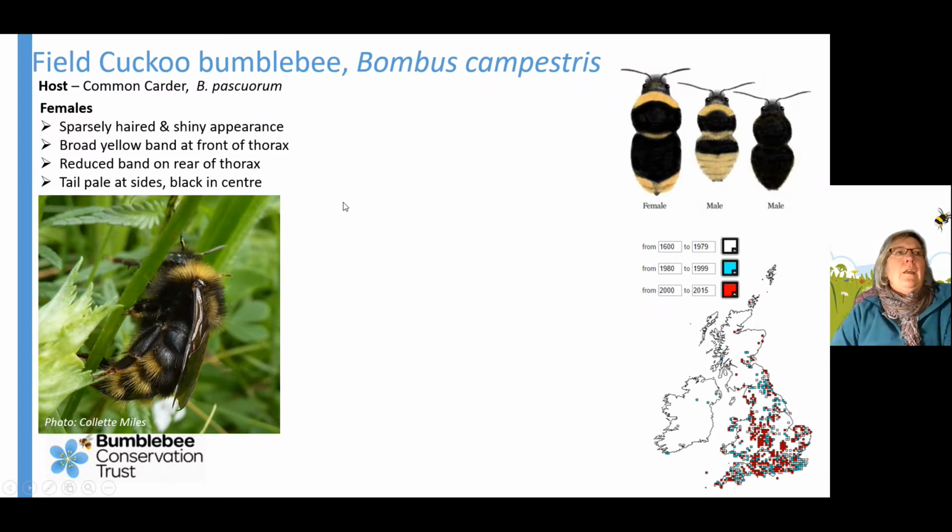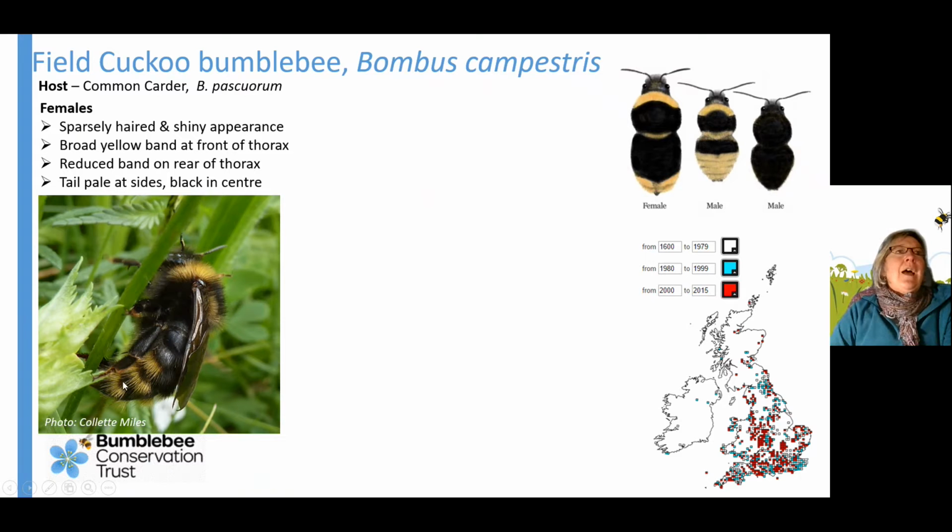Okay, so there is a picture of a female Bombus campestris. It is an incredibly distinctive species. It's hard to mix it up with anything else, really. Again, the hairs are very sparse, so it can appear very, very shiny. The females have this broad yellow band at the front of the thorax, and often more yellow hairs at the back of the thorax.